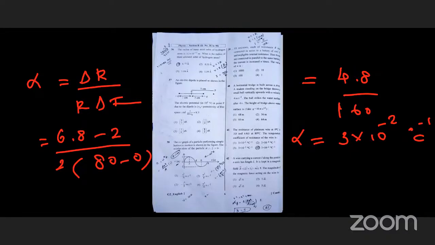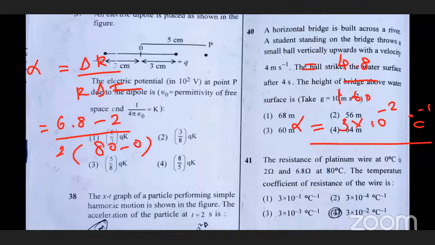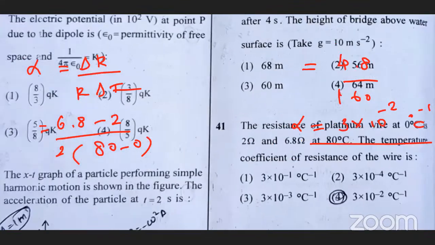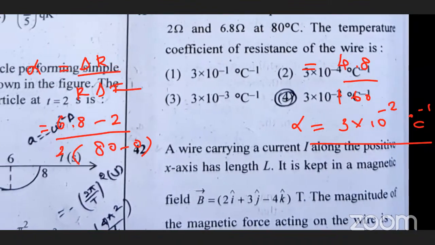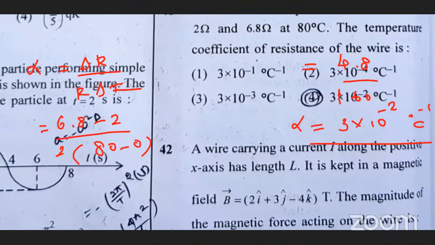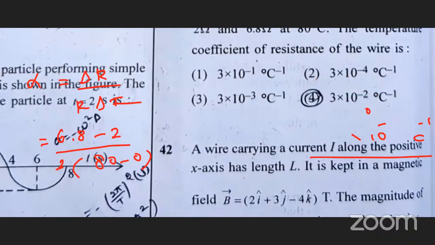Solving this, we get 4.8 divided by 160. So the alpha value becomes 3 into 10 power minus 2 degrees Celsius power minus 1. This is the answer. Check the answer: yes, 3 into 10 power minus 2. Option 4 is the right answer.